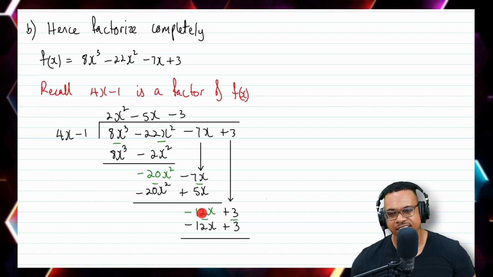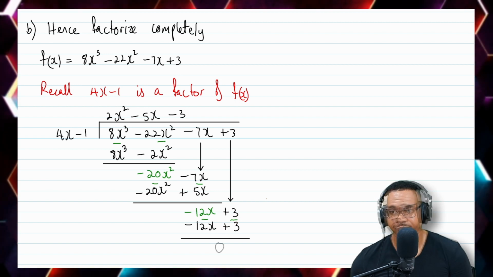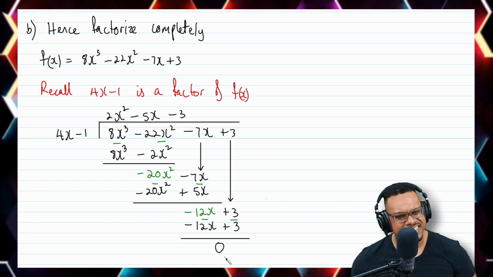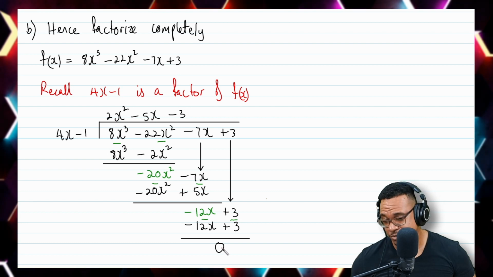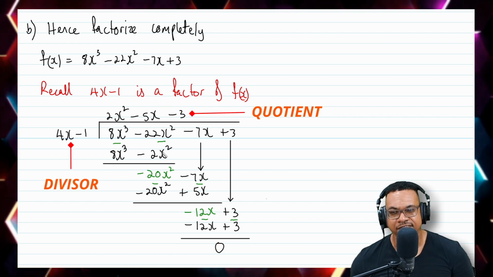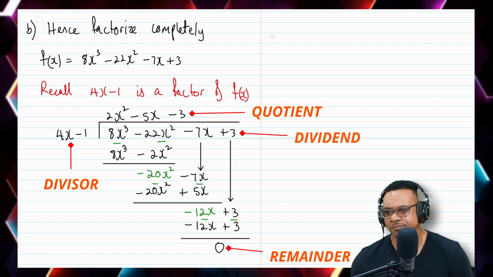And you can clearly see this is the same as this. So when you subtract, you're going to get 0. Now we expected to get 0 because we used the factor theorem, which is essentially the remainder theorem, to get a remainder. And we saw that we got a remainder of 0. So now my divisor and my quotient are factors of my dividend because I got a remainder of 0.